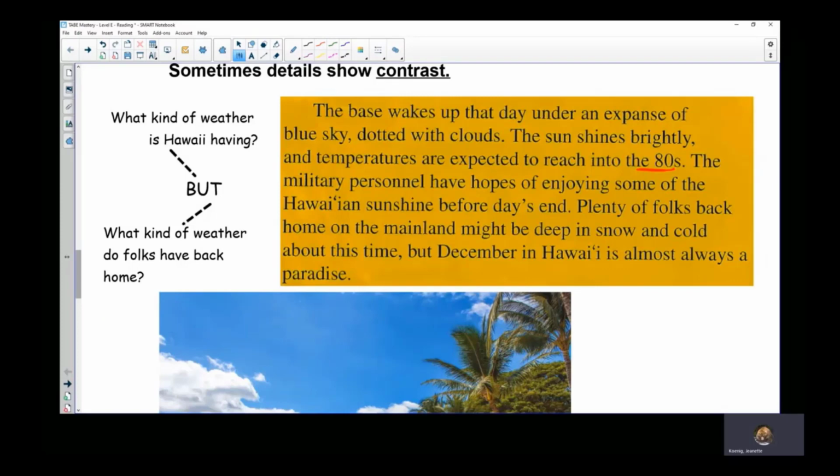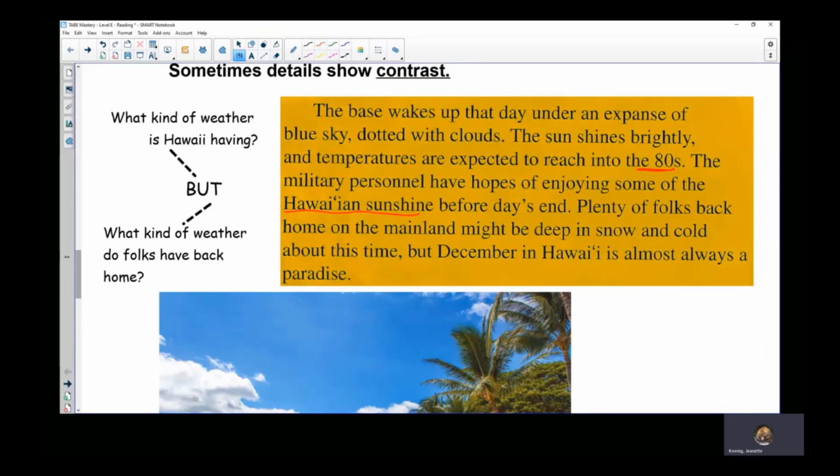Anything else? Parka. Yeah, so I'm confused again, because it says Hawaiian sunshine, it's in the 80s, that's okay. But folks back in the mainland, but we've never talked about that place. Where's that? Okay, that is a good point. We'll get to that in just a second. Right now, I'm going to keep with the first bit. Let's just talk more about the weather. So we've got 80s, we've got Hawaiian sunshine.